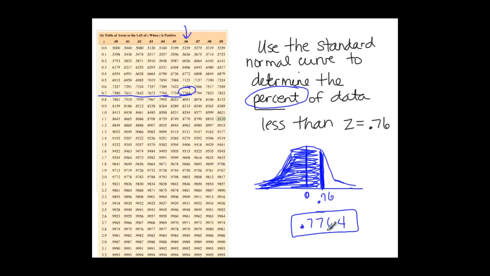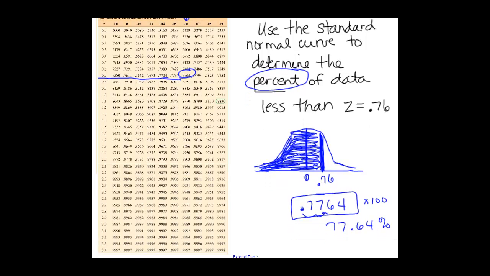Remember, this is 0.7764 of a total of 1. So to get the percentage, we would multiply that by 100, moving the decimal place over 2, which would give me 77.64% of the data must fall to the left of that z-score or be less than that z-score of 0.76.